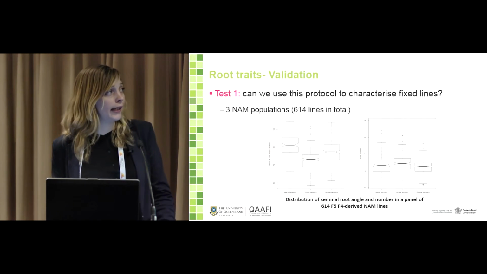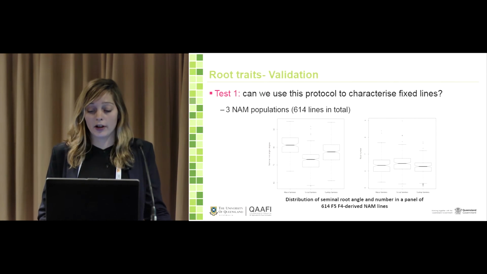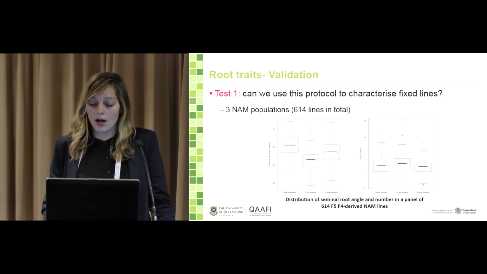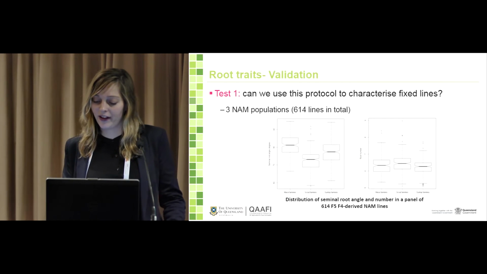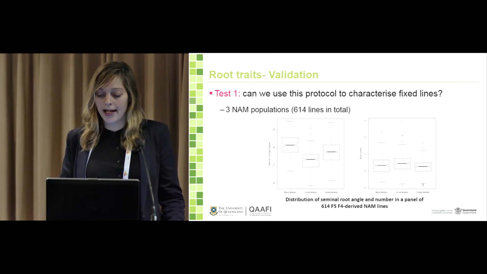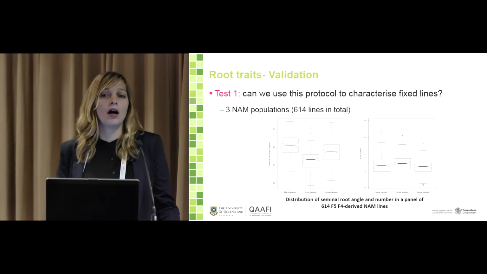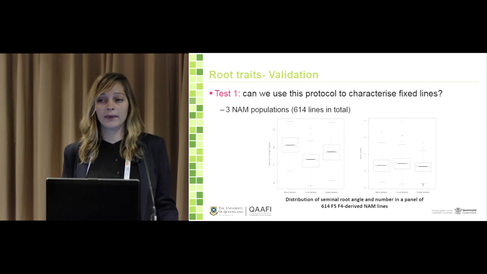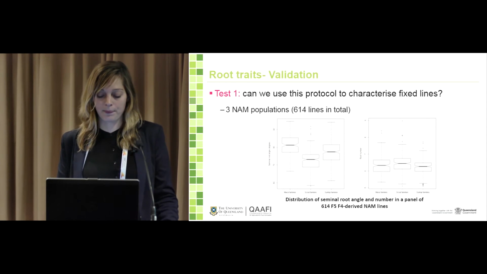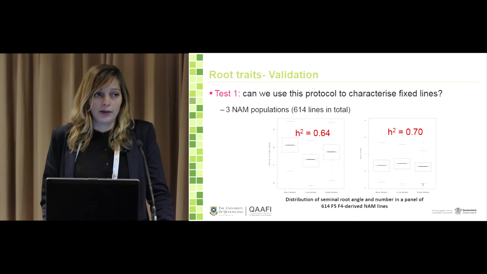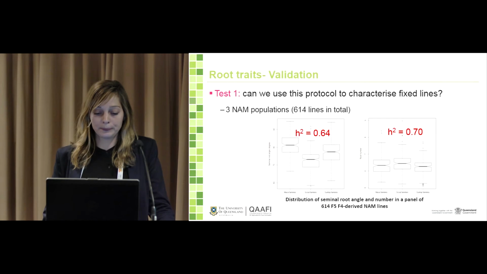And I guess what I want to show here is that we had a high degree of variation. I think it was from 54 to 95 degrees for root angle, and from 5 to 9 for root number. We had this variation within each NAM family, but also across the 3 different NAM populations. The heritability was quite high, with 0.64 for angle and 0.70 for root number.